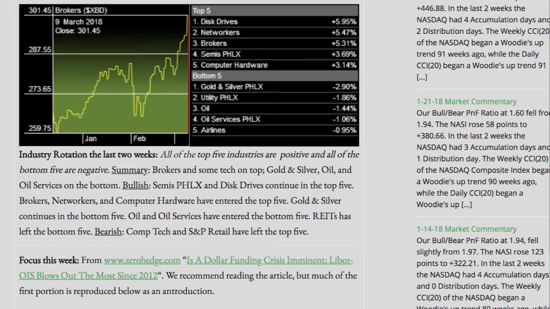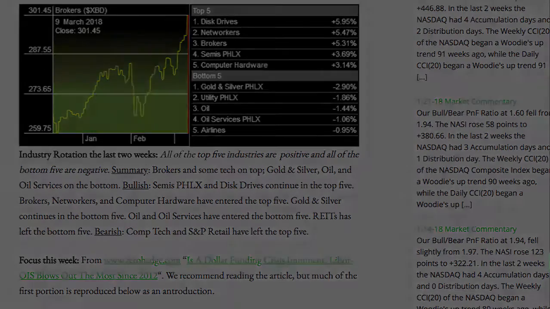Gold and silver continues in the bottom 5. Oil and oil services have entered the bottom 5. REITs has left the bottom 5. Bearish, Comp Tech and S&P Retail have left the top 5.